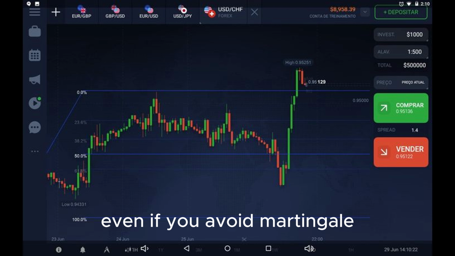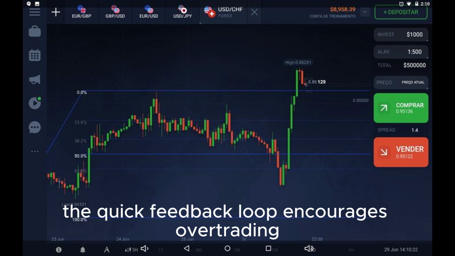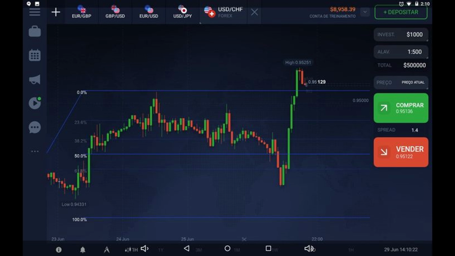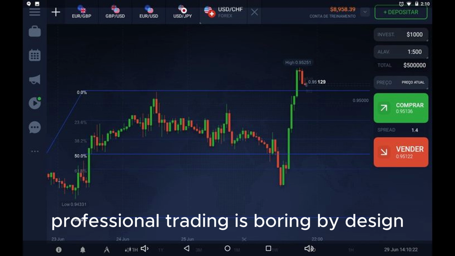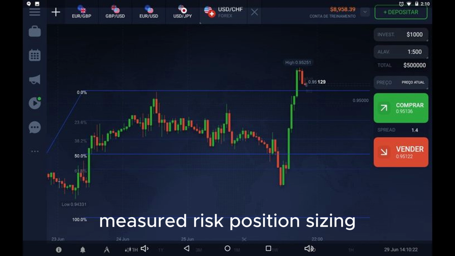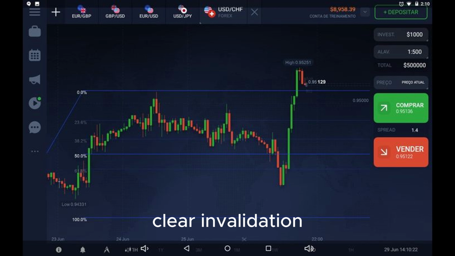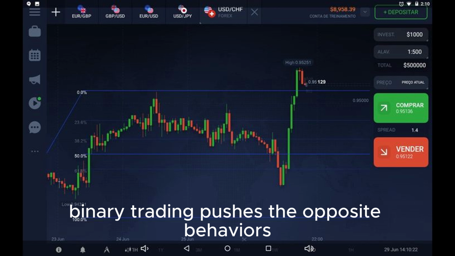Even if you avoid martingale, the quick feedback loop encourages overtrading. Professional trading is boring by design: measured risk, position sizing, clear invalidation. Binary trading pushes the opposite behaviors.